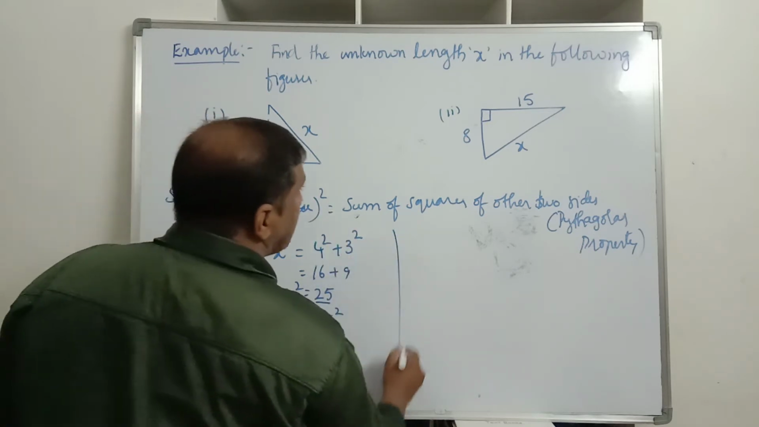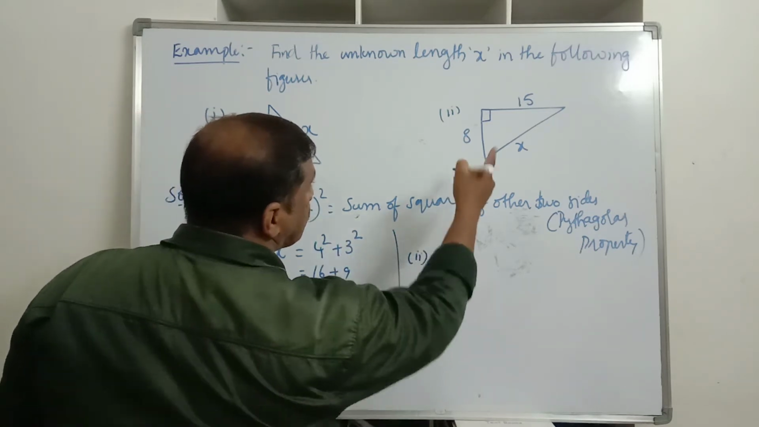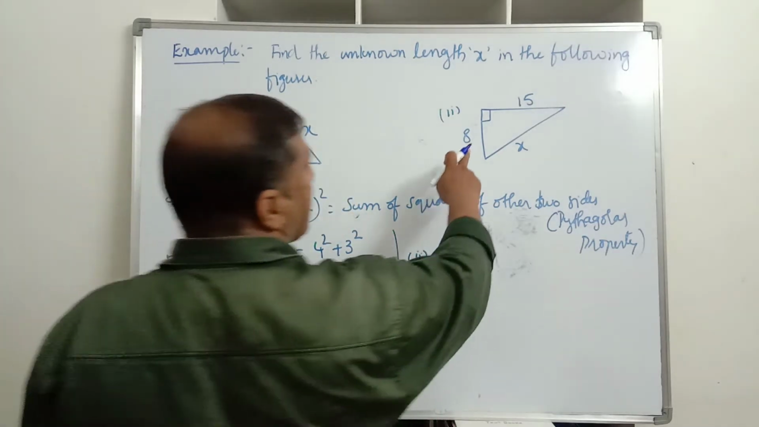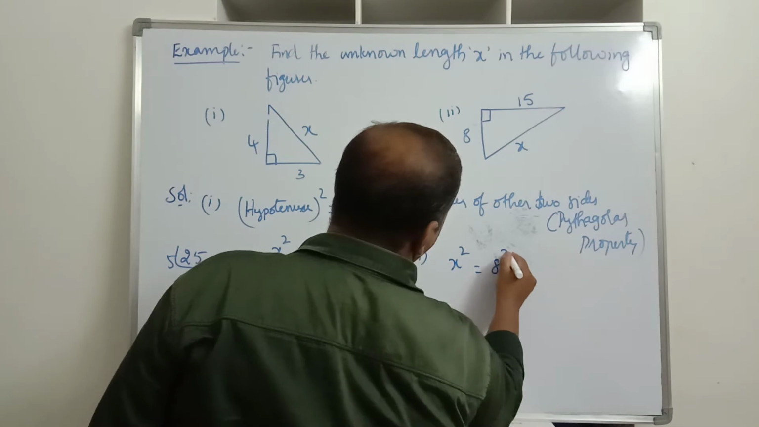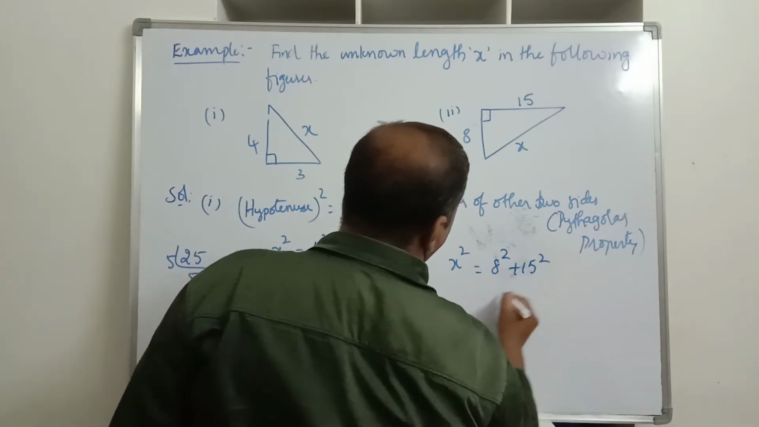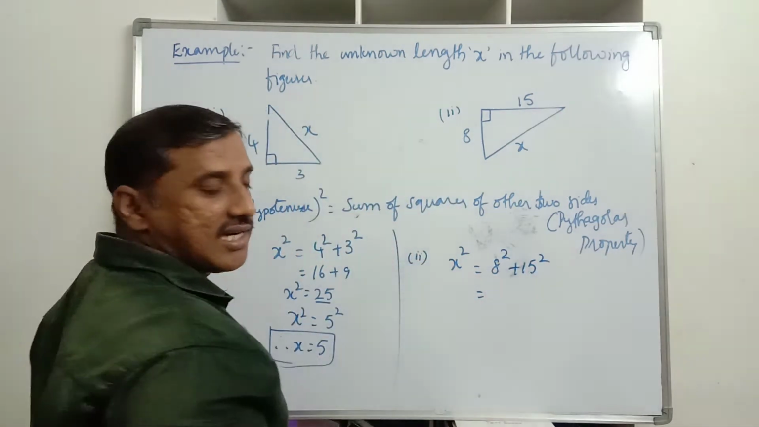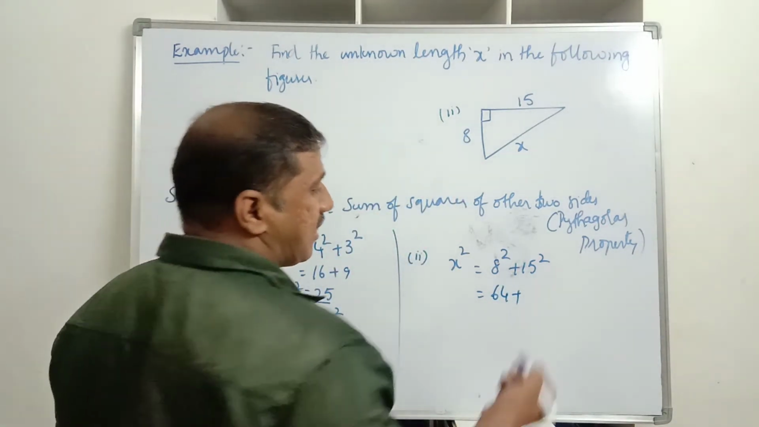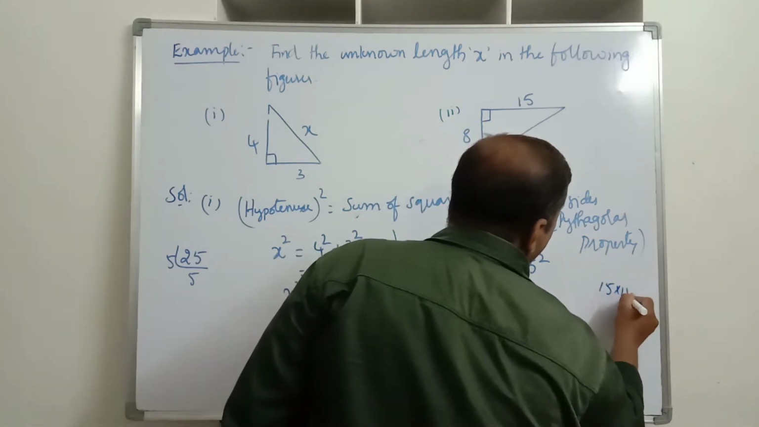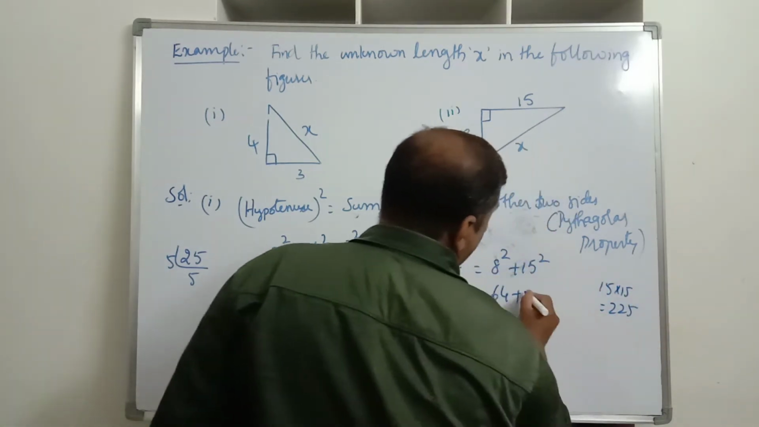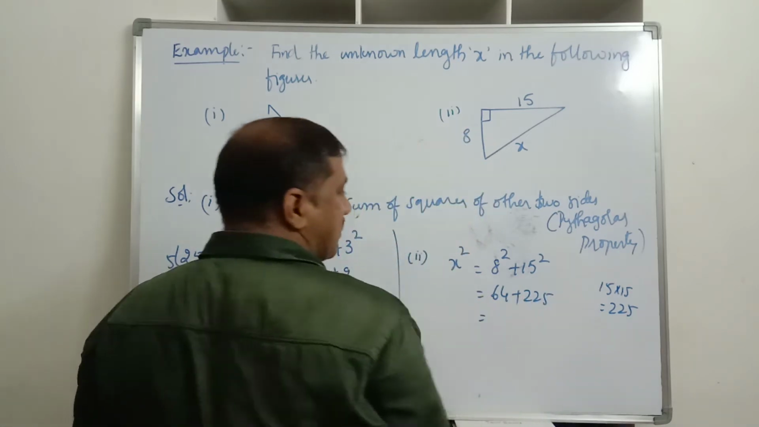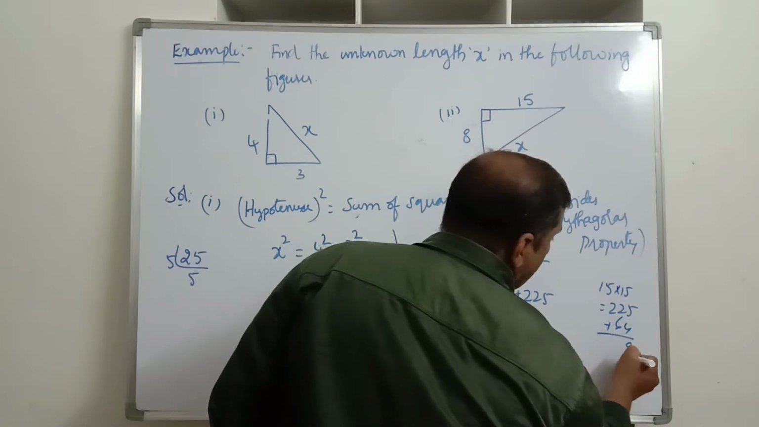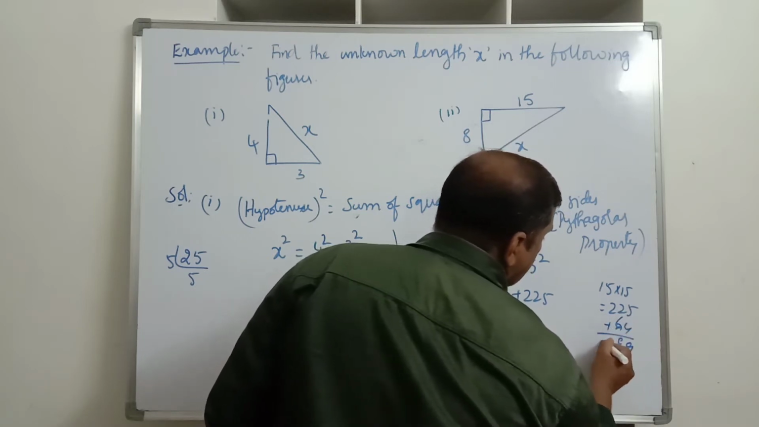Similarly, the second question here. Here hypotenuse is equal to what? X. X square is equal to squares of the other two sides, 8 and 15. That is 8 square plus 15 square. 8 square, 8 into 8, is 64, plus 15 square means 15 into 15. We will get 15 into 15 is equal to 225. Now add these two. What we get? 225 plus 64. 5 plus 4, 9. 2 plus 6, 8. And 2. How much we got?